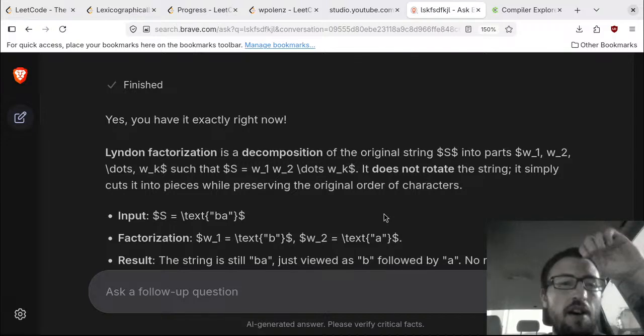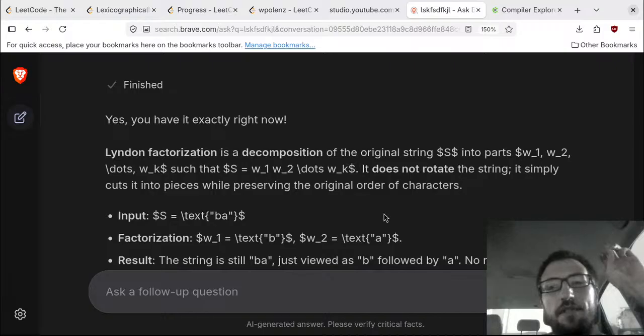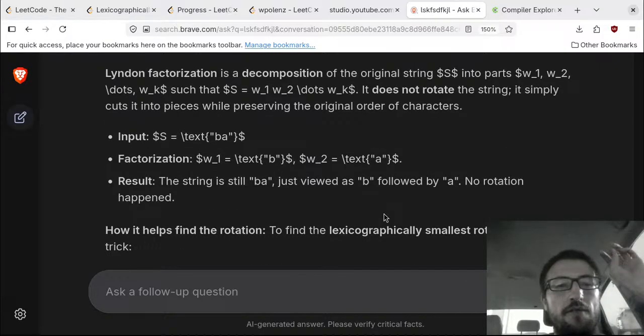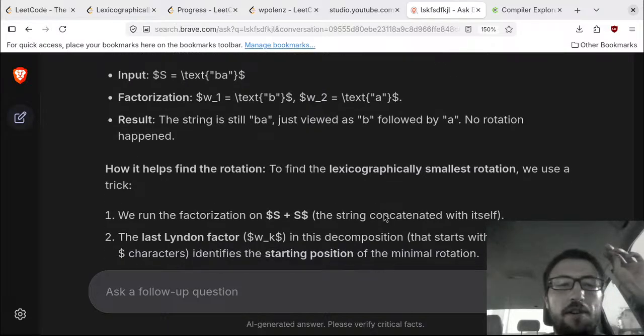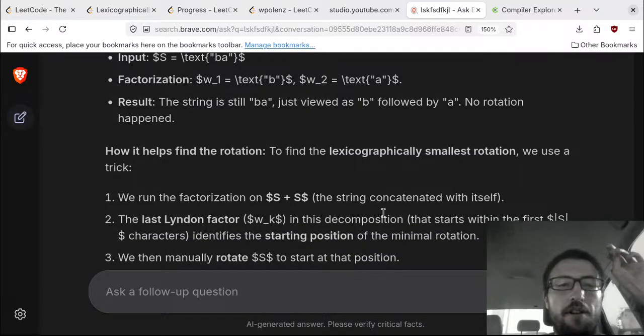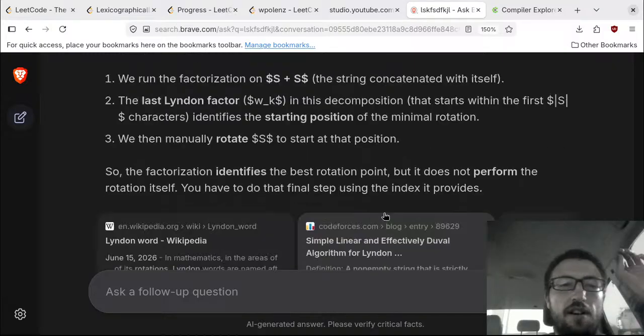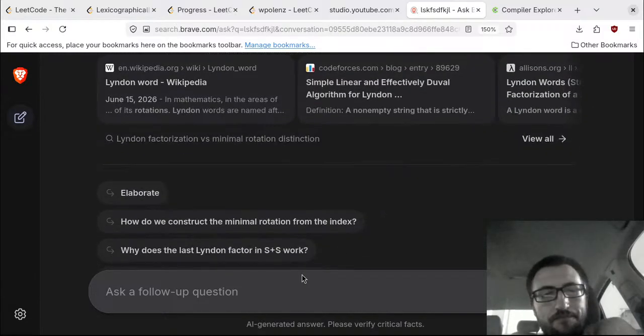Lyndon factorization is a decomposition of the original string into parts w1 to w sub k, such that s is equal to w sub 1 to w sub k. It does not rotate the string. It simply cuts it into pieces while preserving the original order of characters. The string is still BA, just viewed as B followed by a rotation. How it helps to find the rotation: to find the lexicographically smallest rotation, we use a trick, which we'll come back to. Okay.